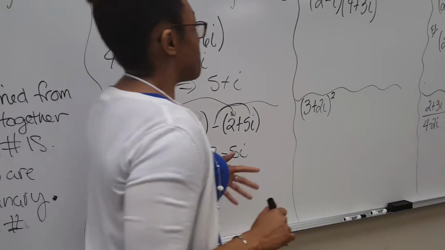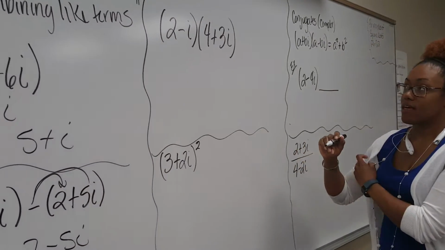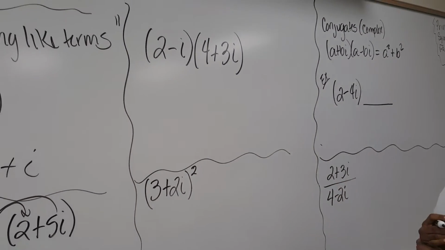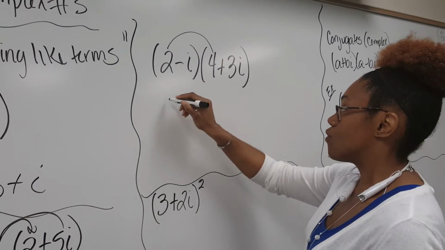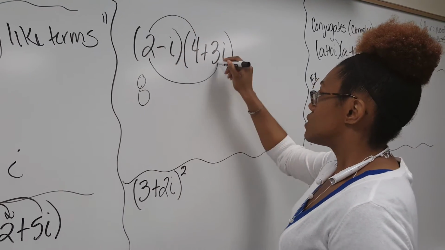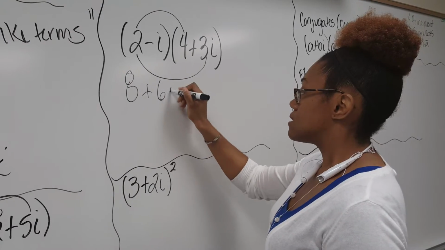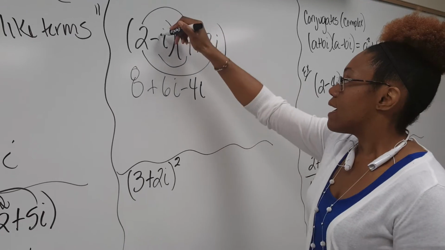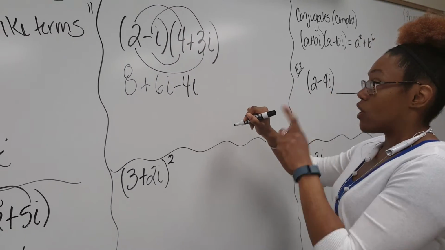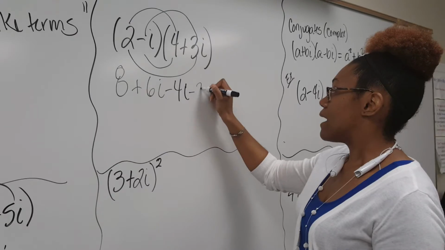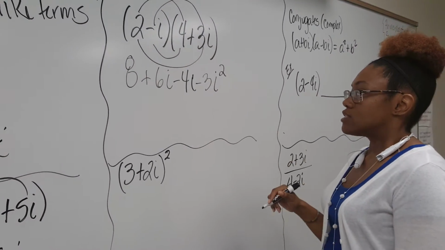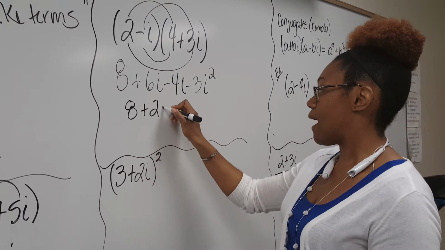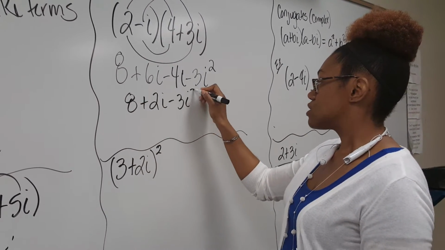So now, multiplication. Just the same way that we've done before, we FOIL if we have two binomials, okay? So 2 times 4 will give me 8. Then 2 times 3i will give me a plus 6i. Then negative i times 4 will give me a minus 4i. And then negative i times 3i should give me a minus 3i squared. So now we combine our like terms, which will be 8 plus 2i minus 3i squared.